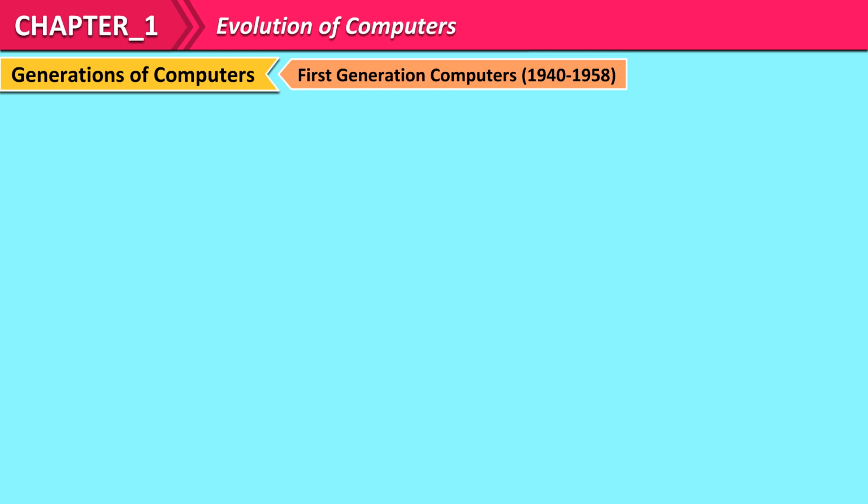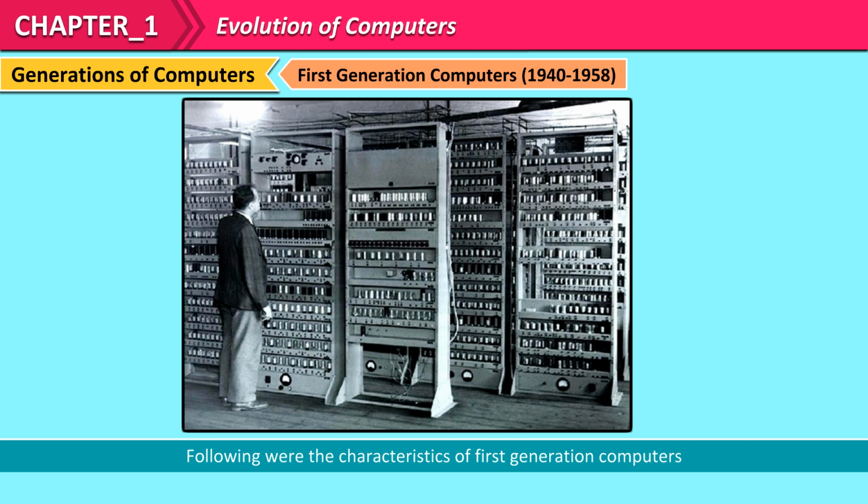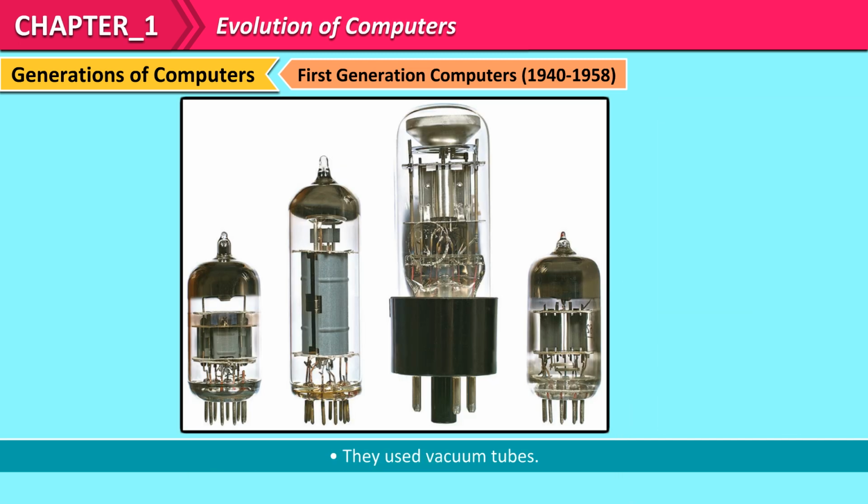First generation computers, 1940 to 1958. Following were the characteristics of first generation computers. They used vacuum tubes. They used punched cards for input and output. They calculated data in milliseconds. They were very large in size but had small internal storage capacity. Their programming speed was very slow. They were expensive and consumed a large amount of energy.